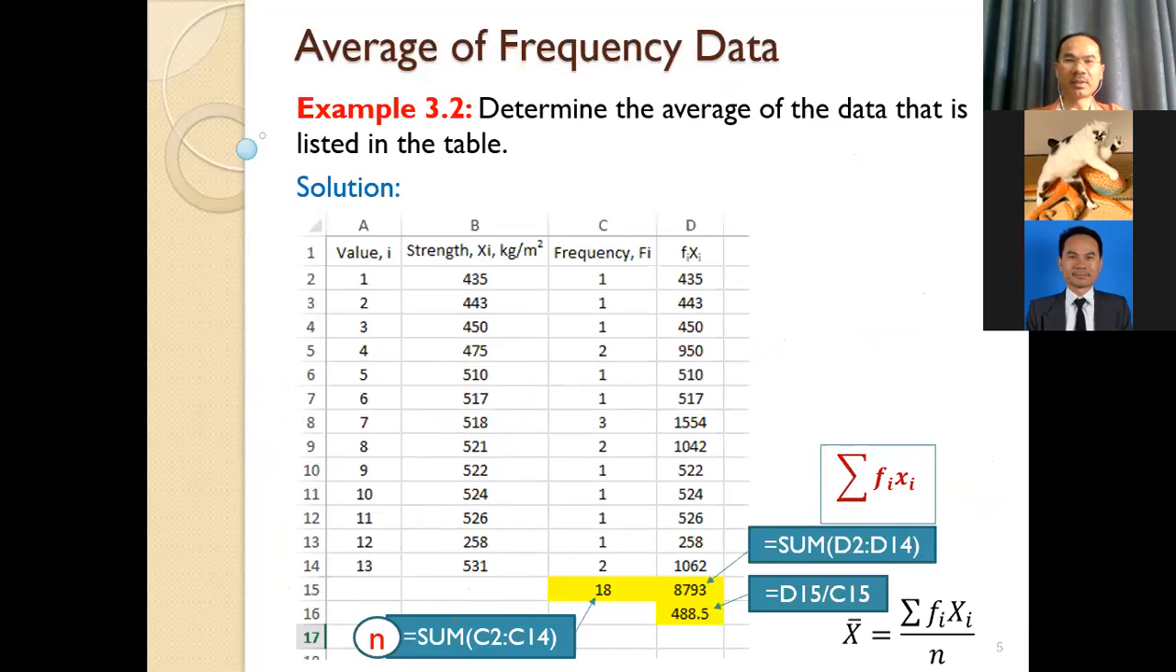And this is the strength. For this case, we check the property of the material. This may be stainless steel or alloy. You check the property of the strength. We have the strength value for each sample of the material. We have actually 13 materials.